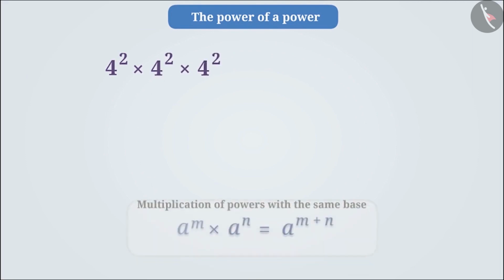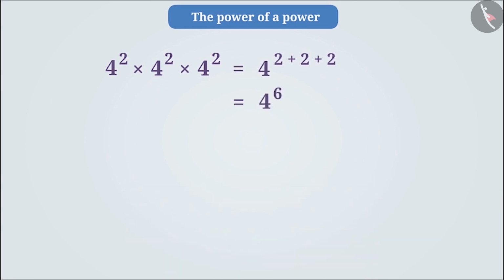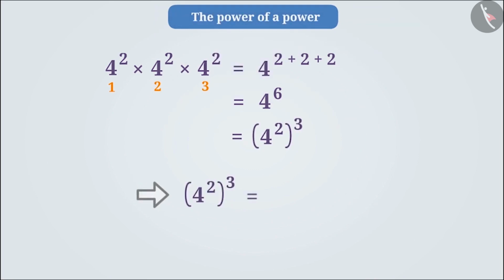Can we take the power of a power? Let's find out. Solve 4 square into 4 square into 4 square. According to the law of exponents, during multiplication, the powers of the numbers having the same base can be added, written as 4 to the power of 2 plus 2 plus 2, which is equal to 4 to the power of 6. But if we look closely, 4 square has been repeated 3 times, which is why we can write it as 4 square to the power of 3. Therefore, we can say that 4 square to the power of 3 is equal to 4 to the power of 6.